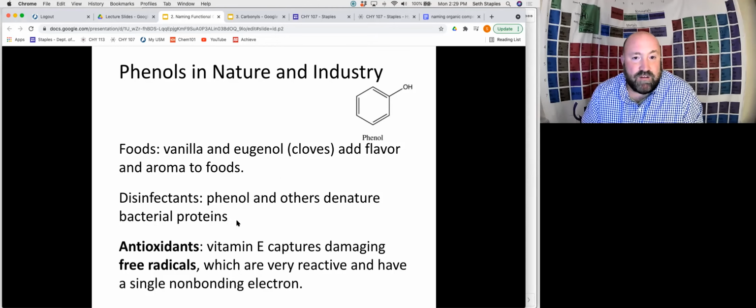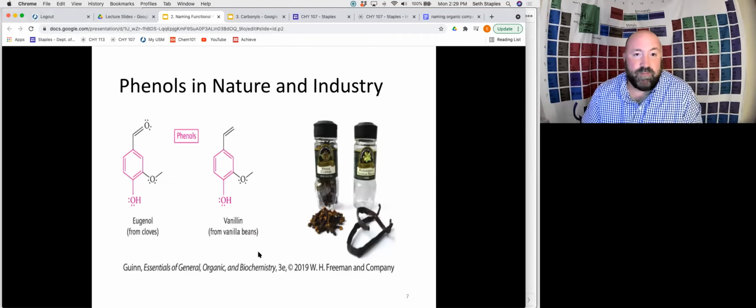The antioxidant capability that we talked about, vitamin E has different phenols in it. It's able to capture free radicals, which are incredibly reactive. And so that's something that can be good for us. And so we see here again just some of the phenols in nature and industry. So we can see this phenol here. Here's our benzene ring with our OH. This is eugenol, found in cloves. We change it just a little bit, and that's vanillin, found in vanilla beans. So very fragrant.